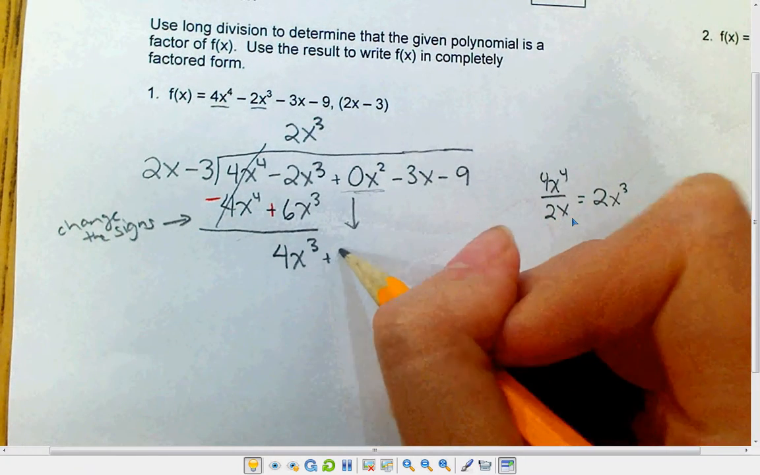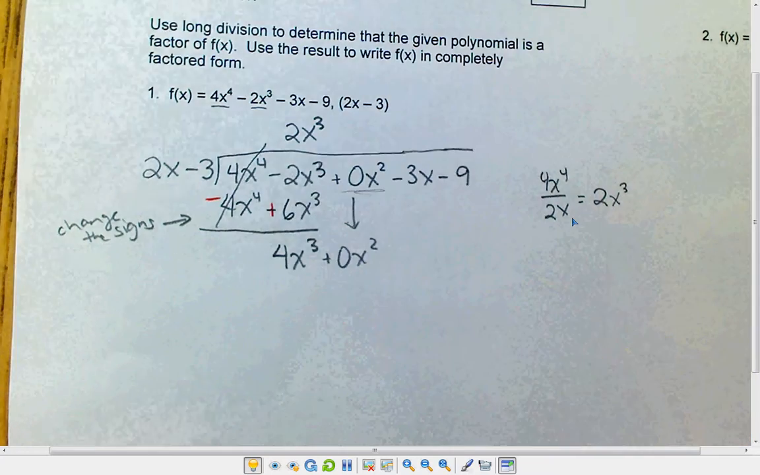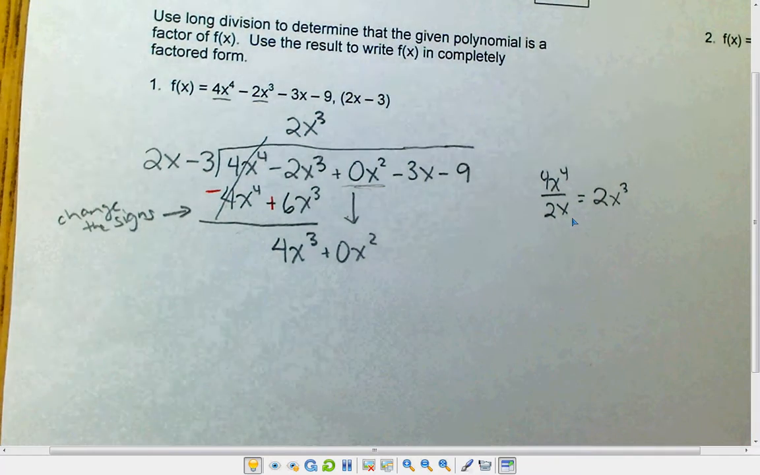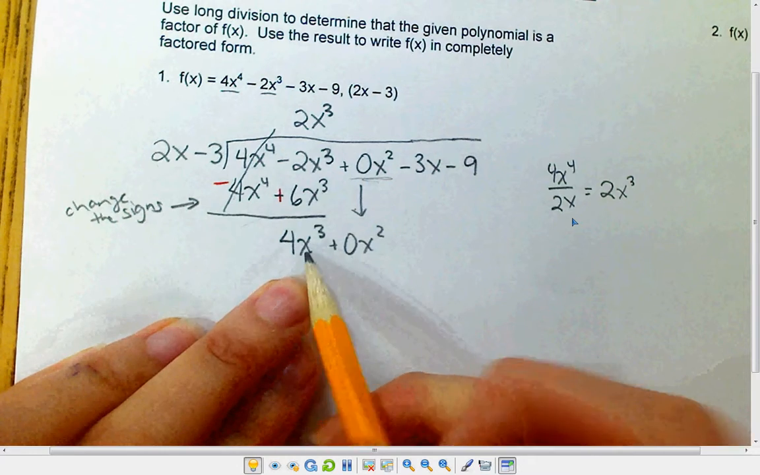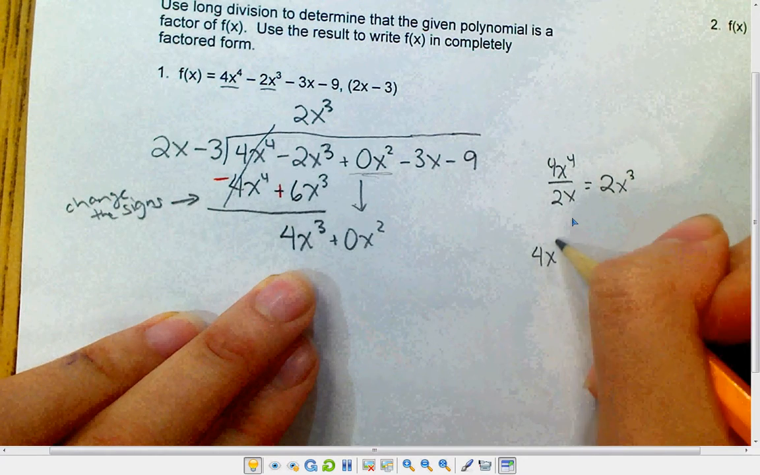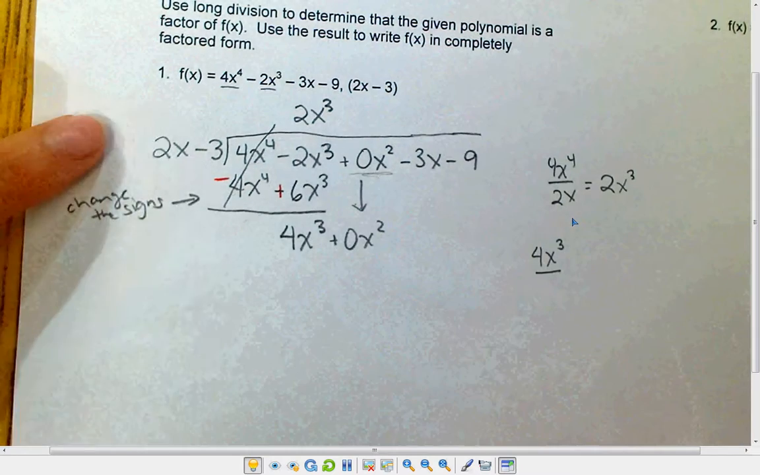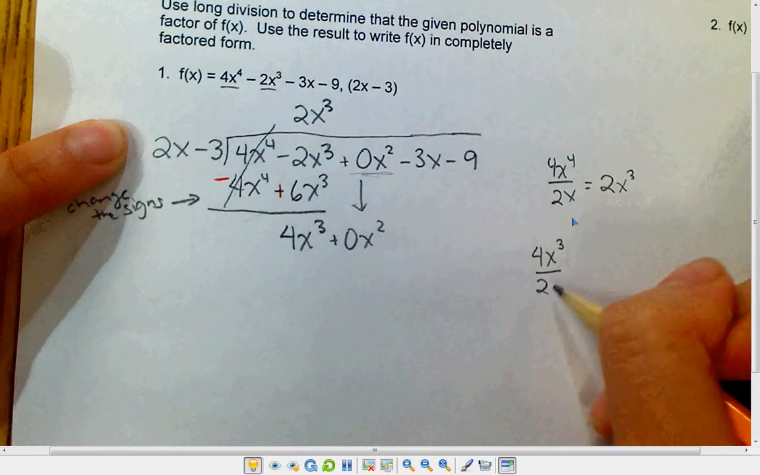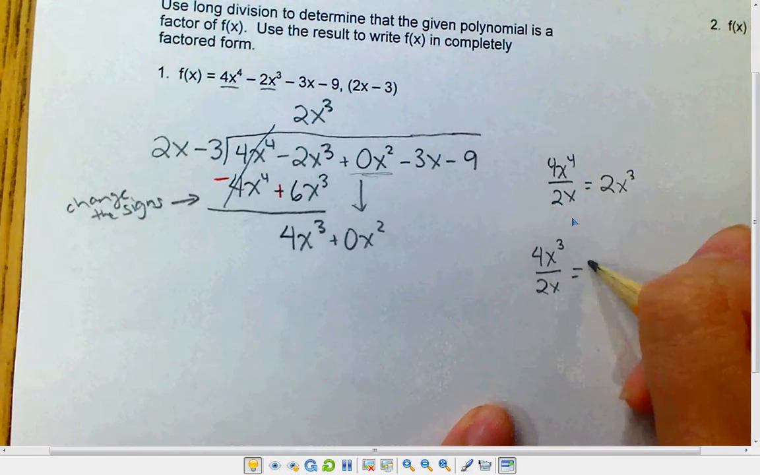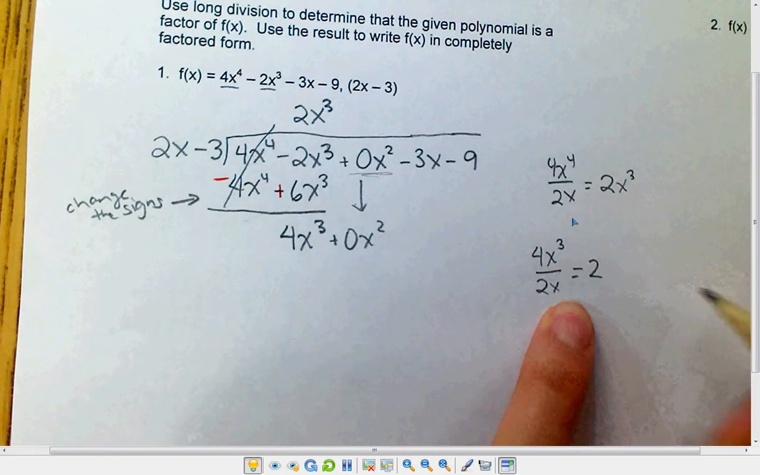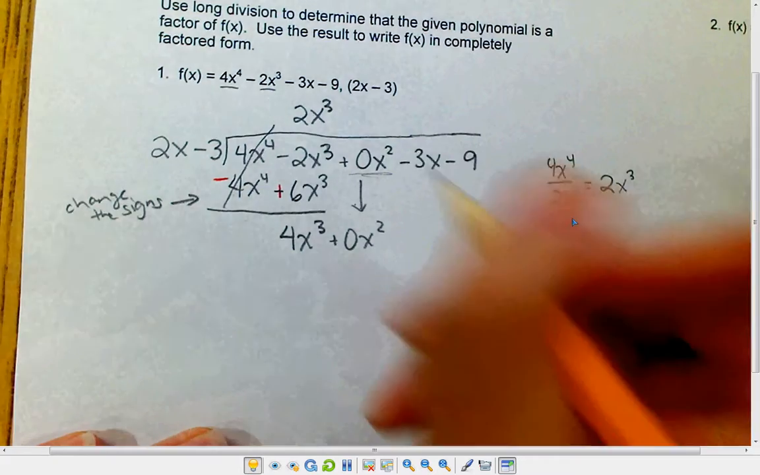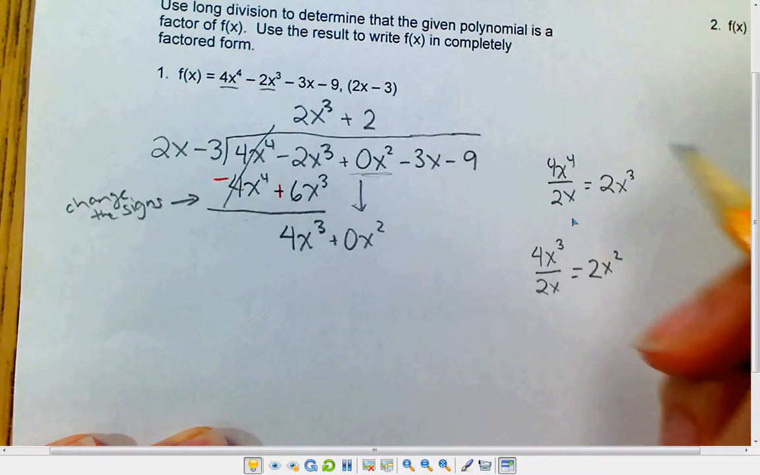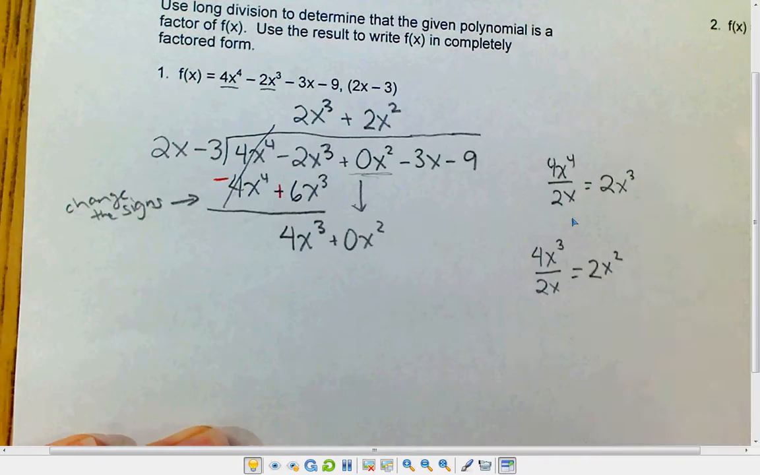So I have 0x squared. Okay, so we're going to repeat that process exactly again. We have 4x to the third now, so this is the number I'm going to start off with. Again, I'm dividing it by the first term, 2x. 4 divided by 2 gives me 2, x to the third divided by x gives me x squared. So this is the next term that I'm going to put on top: plus 2x squared.